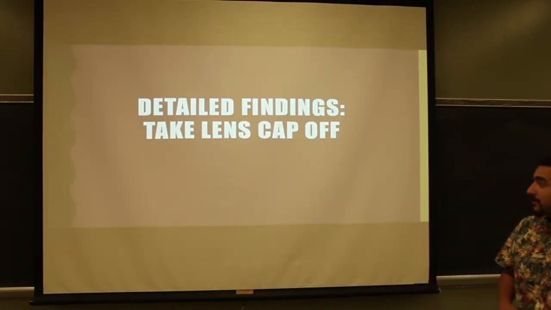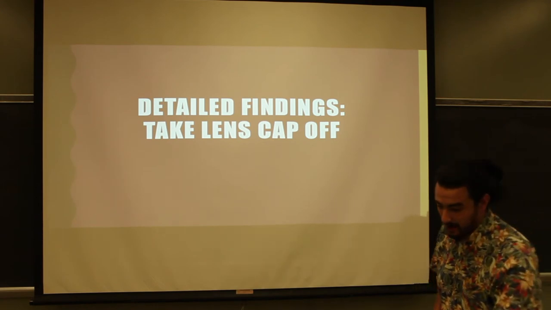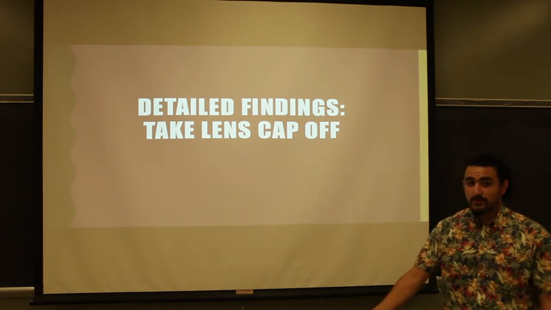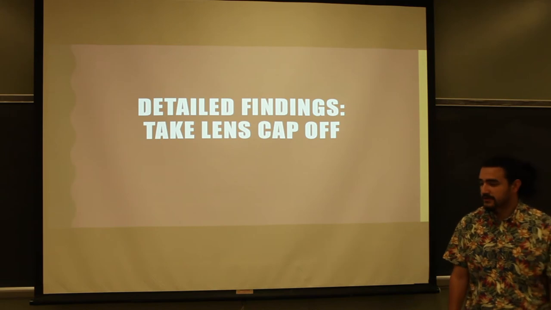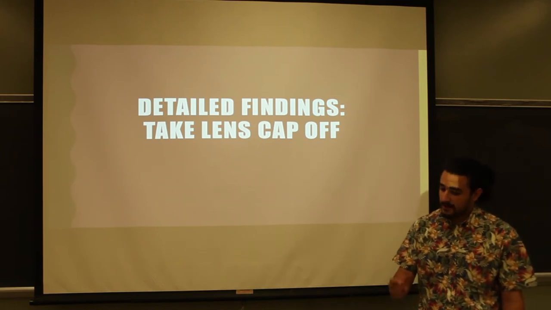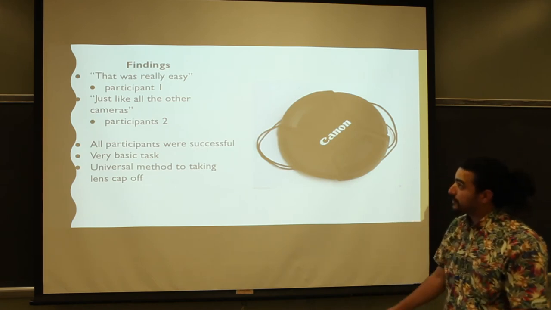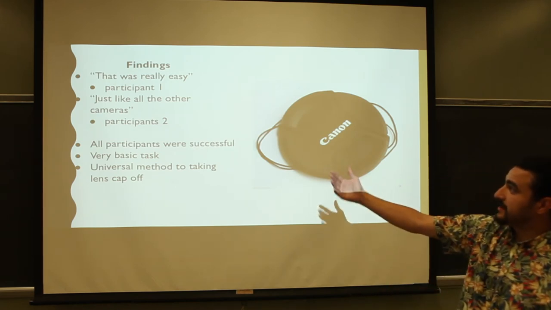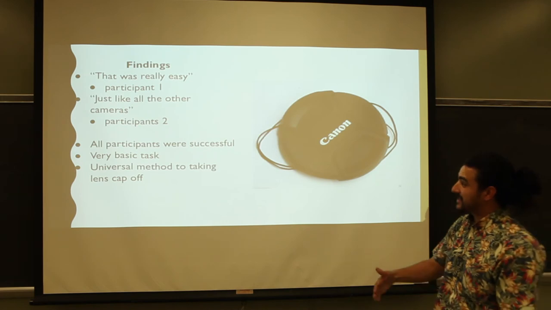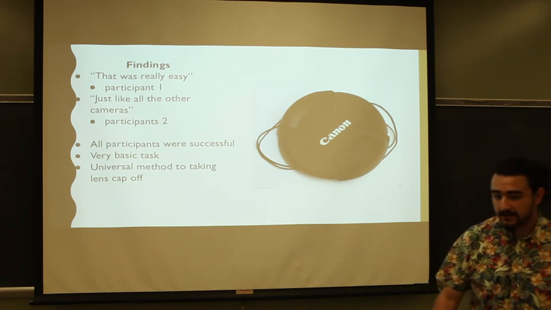So in order to take a photo, you obviously have to take the lens cap off. That was actually very simple. It's a very universal task that most people understand. It's very easy just to take it off, and they actually had a very good, fun time with it. Like one participant said, that was really easy. Another participant said, that was just like any other camera. Very basic and universal task.